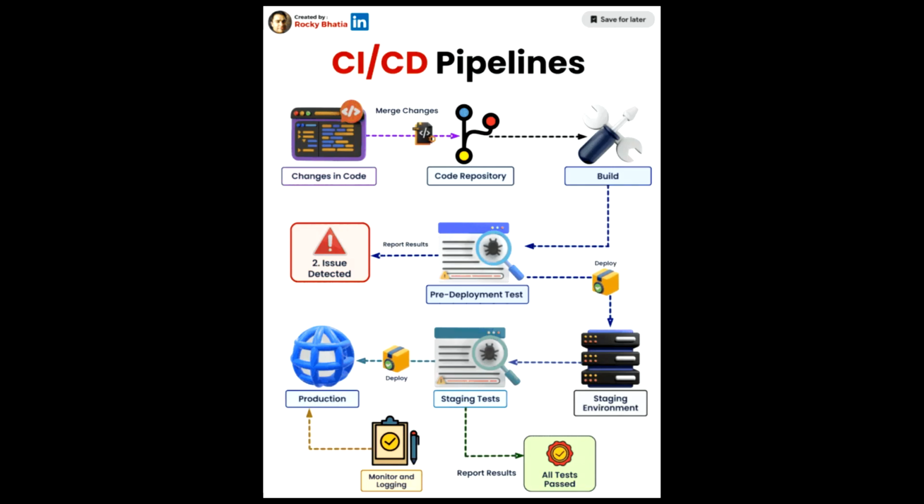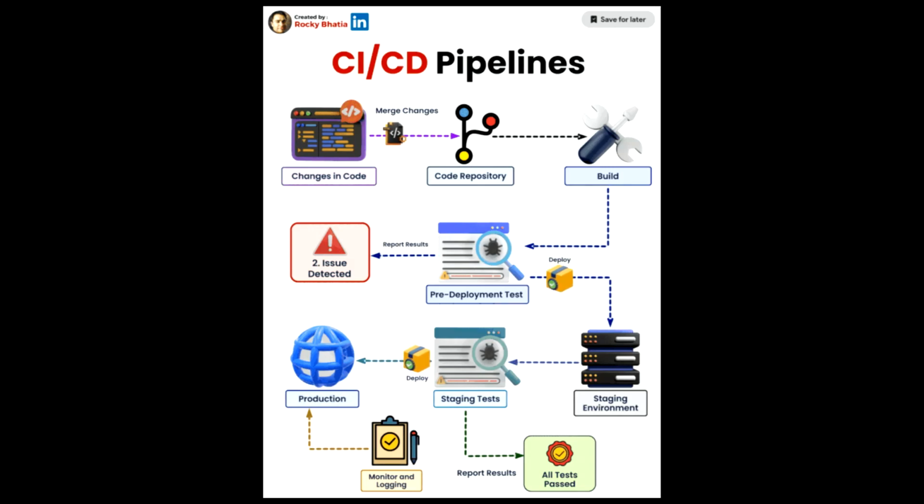So either we can use Maven or Gradle build. This build will generate a jar file. Once the build has generated it, then we have a pre-deployment test. So in this CI/CD pipeline, we have this type of steps. Once the build has generated, we'll have a pre-deployment test. This pre-deployment test will check whether all those conditions are satisfied or not.